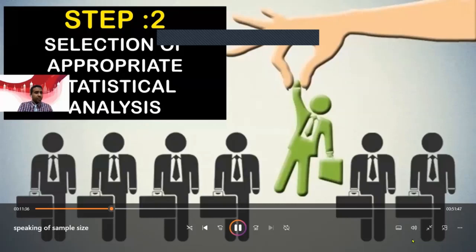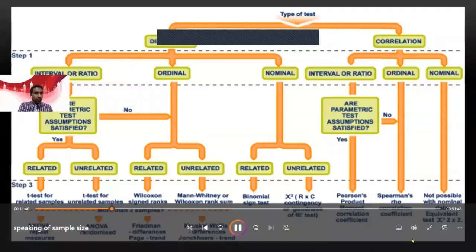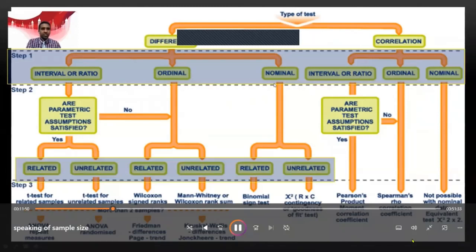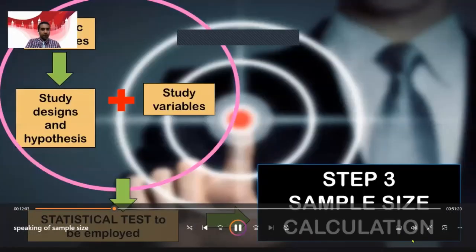The statistician is going to pick the appropriate statistical analysis for your study design. So this is the chart: commonly used statistical tests for different scenarios. This is based upon your variables and your study design, paired or unpaired. Accordingly, you have a commonly used test, so you can choose any one particular test which is suitable for your study design. The statistician is going to help you in this procedure.